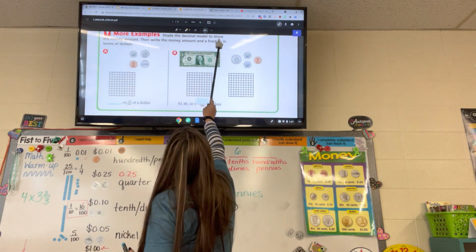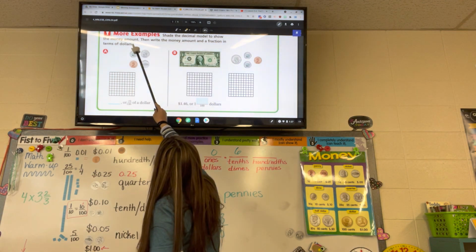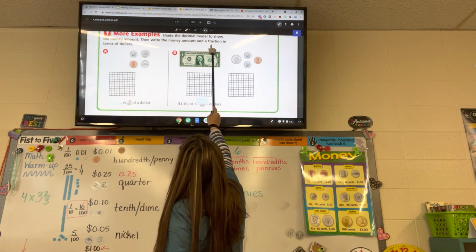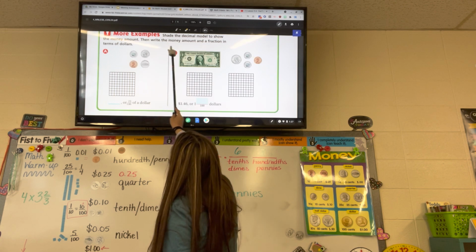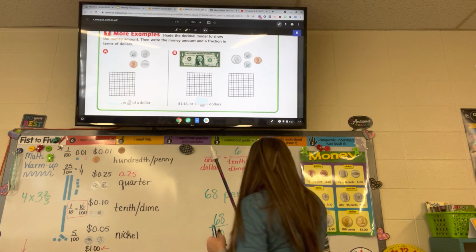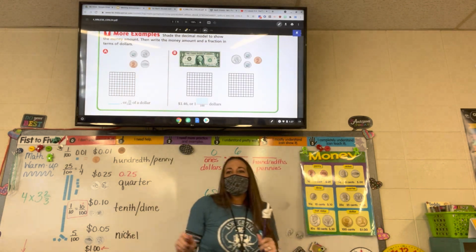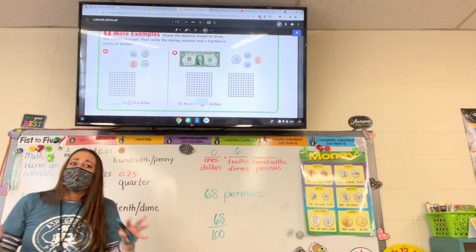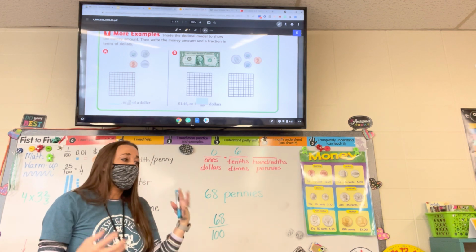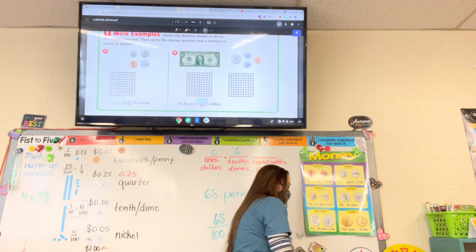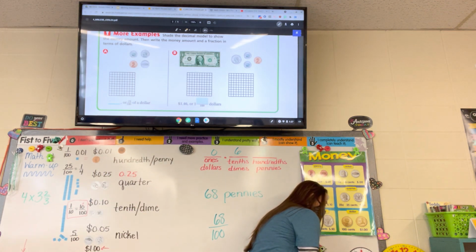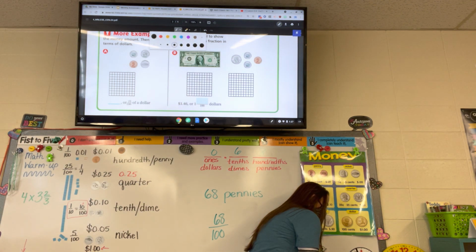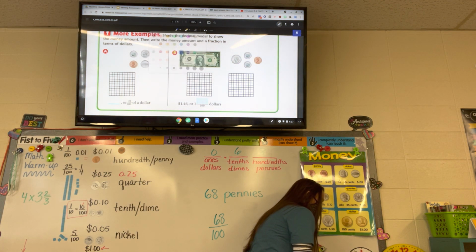Shade the decimal model to show the money amount, then write the money amount and fraction in terms of dollars. So, if you have a little bit of trouble with money and telling the coins apart, what I'm going to suggest you do now is write the amounts that I'm writing on the coins. It is helpful.